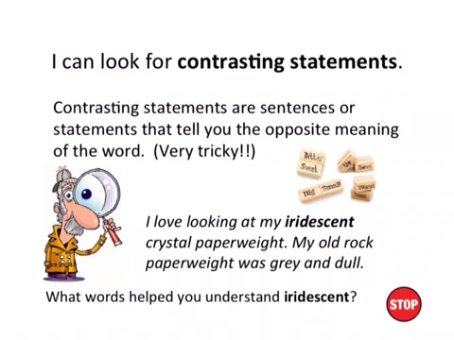Another one, contrasting statements. These are sentences or statements that give you the opposite meaning, and these can be a little tricky. So let's look at it in this sentence. I love looking at my iridescent crystal paperweight. My old rock paperweight was gray and dull. Pause the video as you reread those sentences. What words help you understand iridescent?